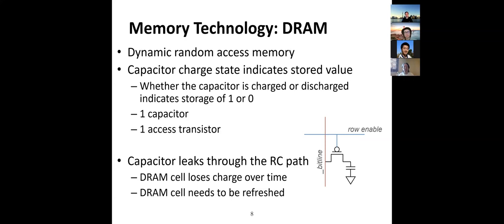An important part of DRAM that you need to understand, without knowing too much about it, is that it has a capacitor. The charge of the capacitor indicates the stored value. The easiest way to think about it is your 0, 1 is essentially high charge versus low charge, right? It might be a little bit more complicated than that, but for simplicity, 0, 1 means high charge versus low charge. And for that, you need one capacitor and one access transistor. That's the basic design. And there's a bit line and the row enable that allows you to read an individual bit.